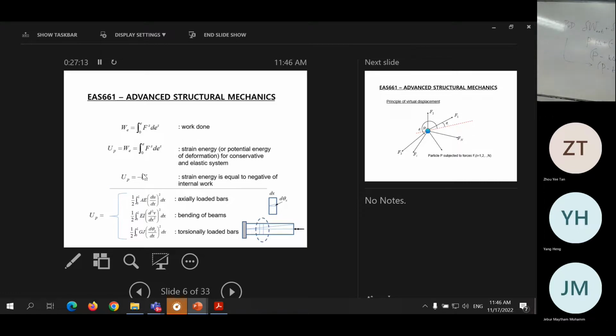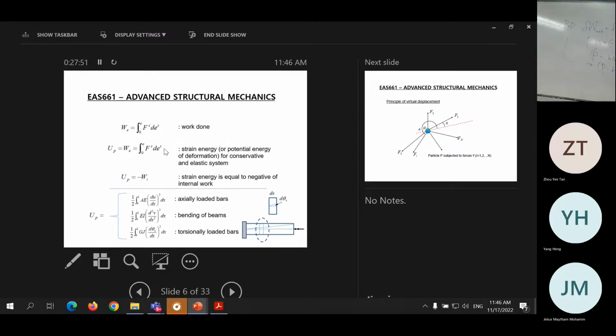Yes. Again? Which one? Oh, yeah. Work done. Yes, work done by the external load. Yeah. Okay. This is the work done by the external load, because we have work done because we have a load applied.